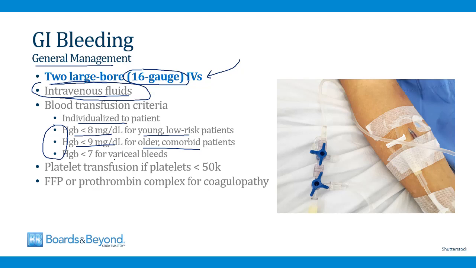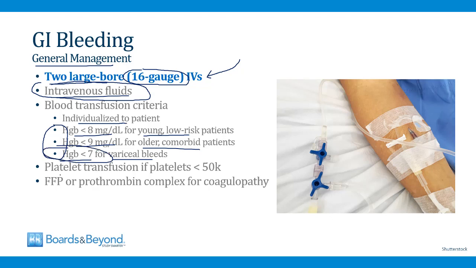And for patients with variceal bleeds related to liver disease, there was a clinical trial showing that restricting blood transfusions to only patients with a hemoglobin below 7 led to better outcomes, including less rebleeding. The idea here is that when you transfuse blood, you tend to increase the portal pressures, and that can make the varices stretch more and bleed more.